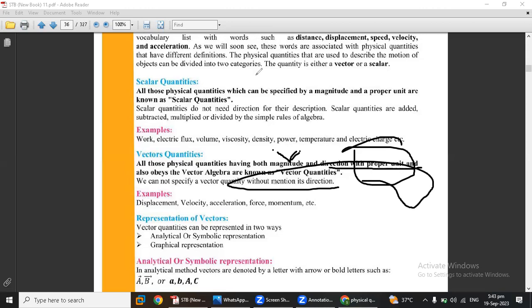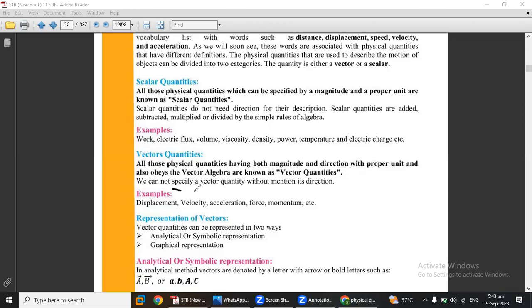There is a type of algebra which is basically for vector quantities, known as vector algebra. Okay, it follows that principle. We cannot specify a vector quantity without mentioning its direction. It can never be. Like displacement, velocity, acceleration, force, momentum. We know that force is always directional. Whenever we apply force on a mass, it's always directional.